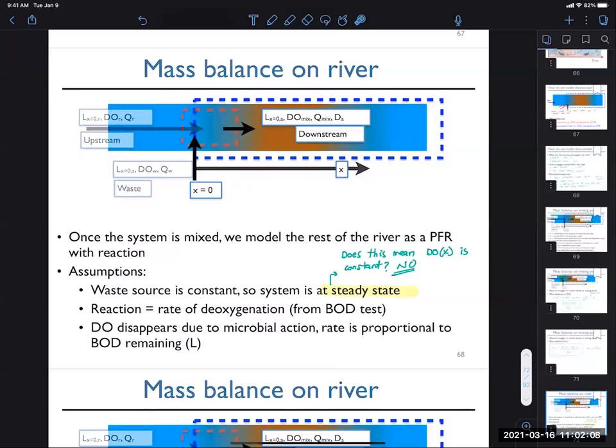Another assumption that we're going to make is that the rate of deoxygenation is coming from the BOD test, right? The whole point of our BOD test was so that we could get this oxygen utilization rate, and we're going to use that value within our models. Another assumption is that DO disappears due to microbial action and that this rate is proportional to the BOD remaining. This is basically the way that we developed the kinetic expression for L.